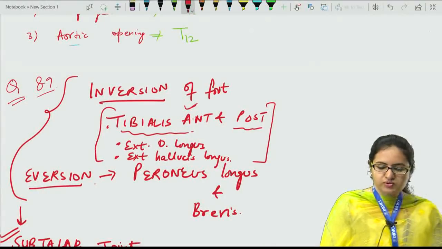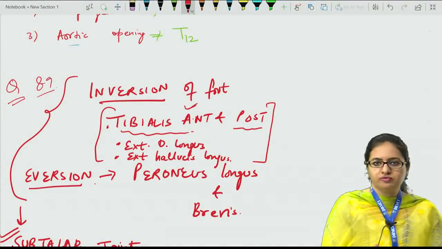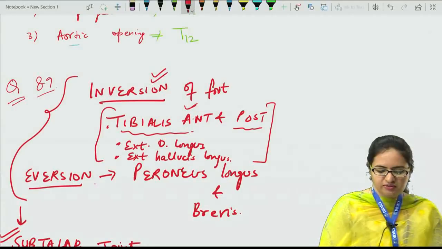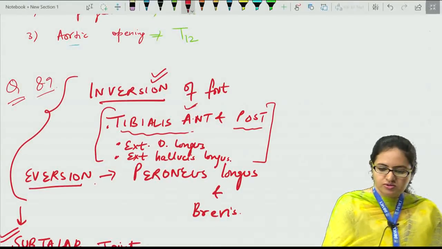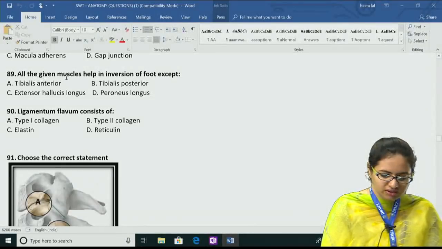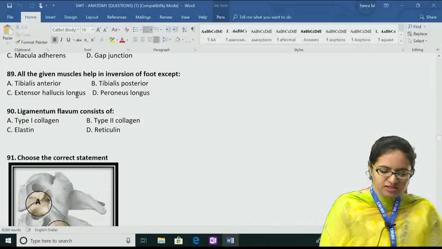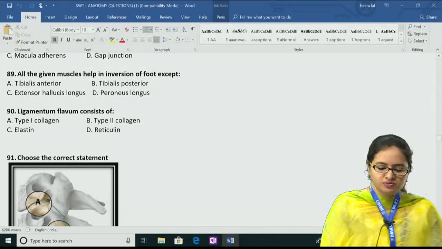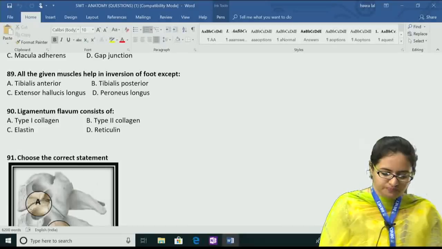These muscles help in lifting the medial border of the foot, and therefore they help in the inversion of the foot. So for this question number 89, all the given muscles help in the inversion of the foot. Tibialis anterior, yes; tibialis posterior also; and extensor hallucis longus also helps in the inversion of the foot. So the answer for question number 89 is D, the peroneus longus, because it is not helping in inversion, it is actually helping in the eversion of the foot.